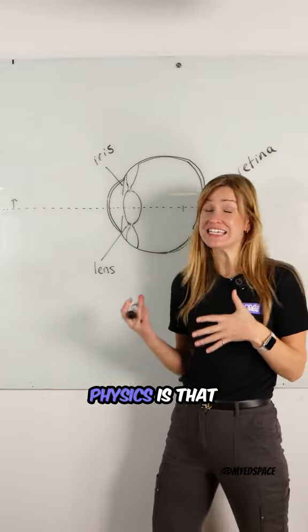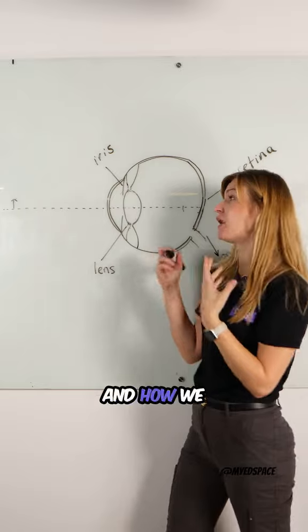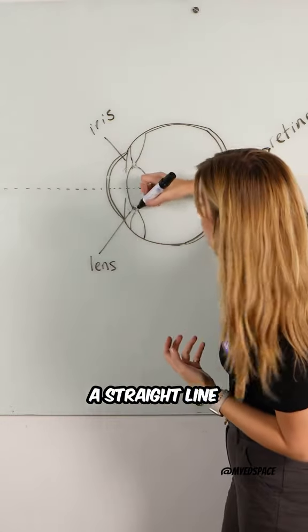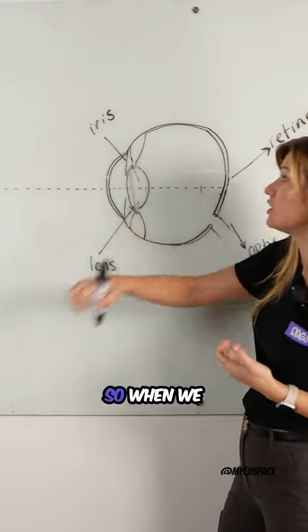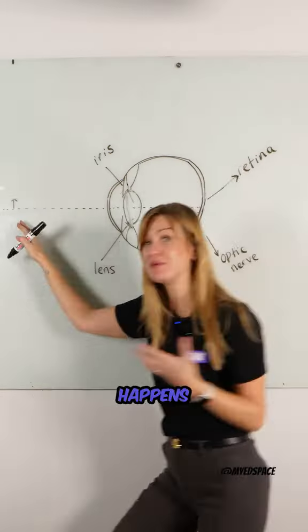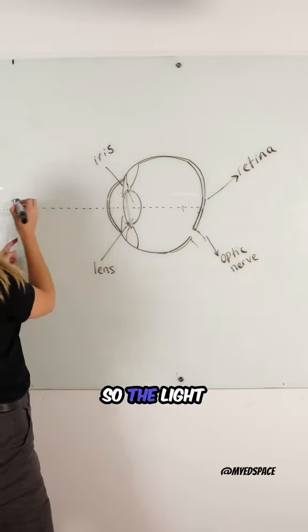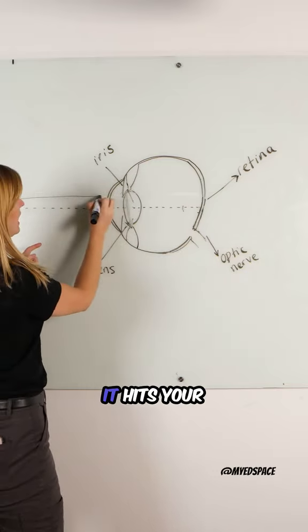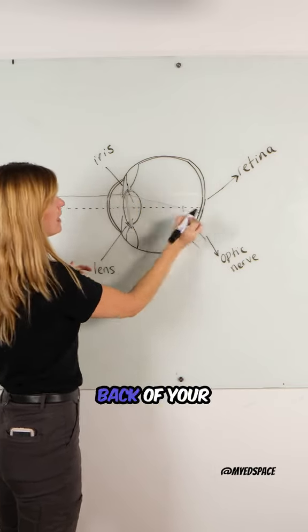So Laura, the physics is that the lens in your eye, we can model it as a convex lens. And how we draw that in physics is just a straight line with two arrows at the end showing that it's fatter in the middle. So when we have our distant object, the light will leave the distant object and travel towards your eye. So the light leaves the top of the object, it hits your lens, and then it refracts through the focal point and hits the back of your eye.